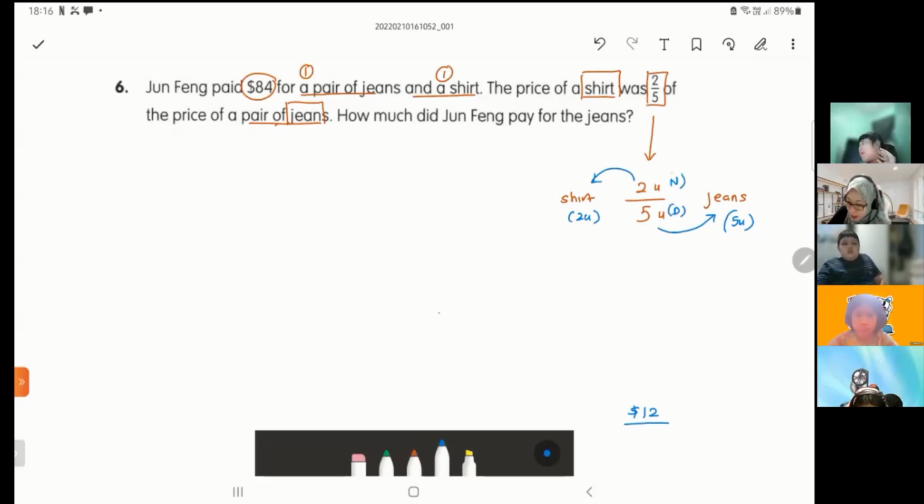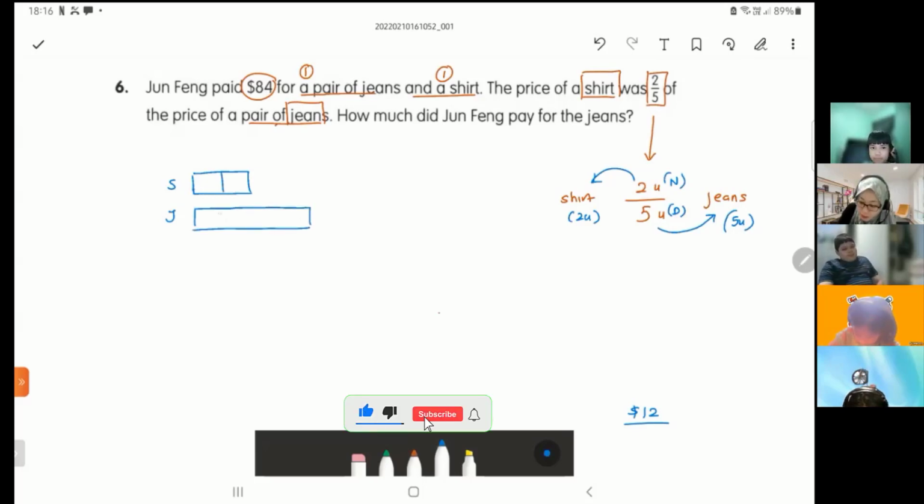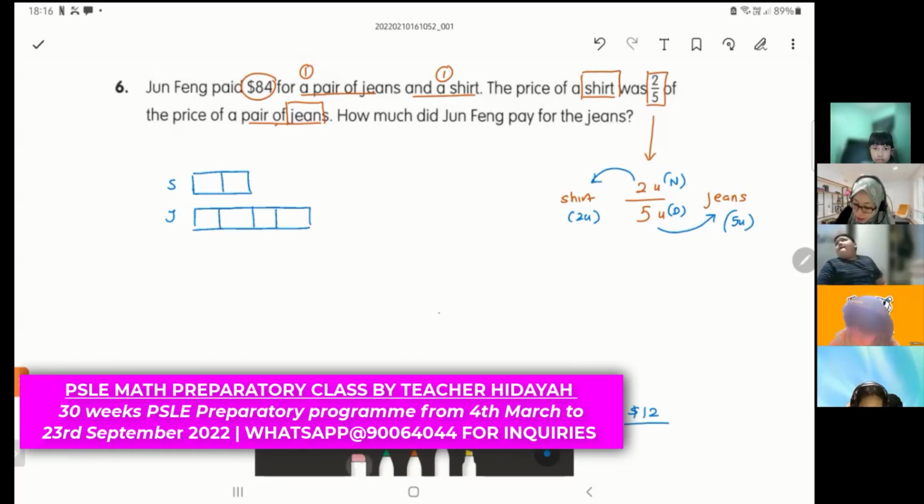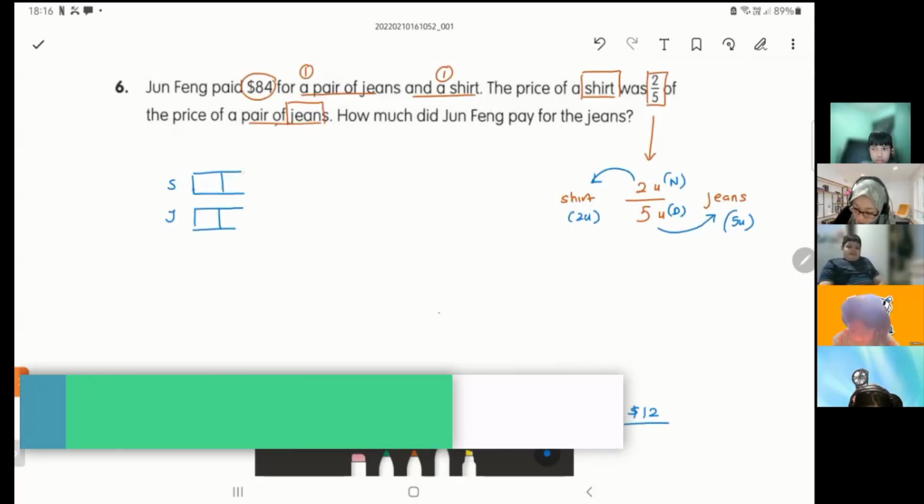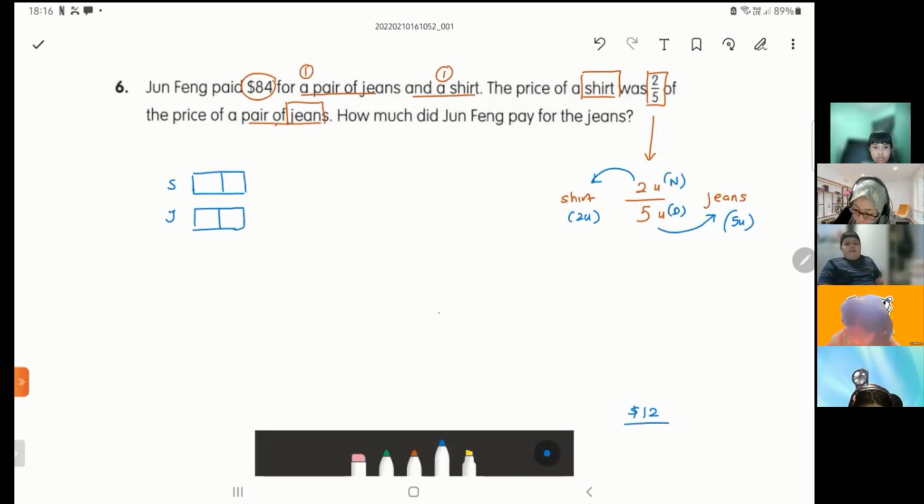I put it like that, right? Maybe this is something new. But maybe it's not so new, because if you convert it into your model, then you can see it properly. So your shirt is 2 units. Your jeans is 5 units, right? 5 units. 1, 2, 3. Okay, not equal. Let me redraw, make it the same. 1, 2, 3, 4, 5. Okay, like that.